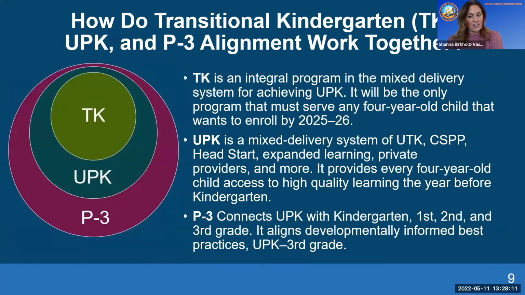How does transitional kindergarten, TK, UPK, and P3 alignment work together? TK is an integral program in the mixed delivery system for achieving UPK. It is also the only program that must serve 4-year-old children, that must serve any 4-year-old child that wants to enroll by 2025-26. UPK is a mixed delivery system of UTK, CSPP, Head Start, expanded learning, private learning and care providers, and more that we talked about on the last slide. As we discussed, it provides every 4-year-old with access to high quality learning the year before kindergarten.